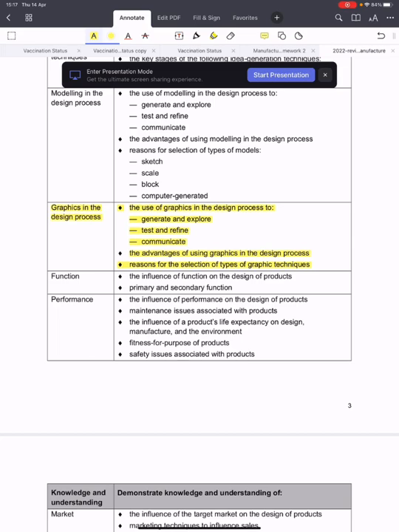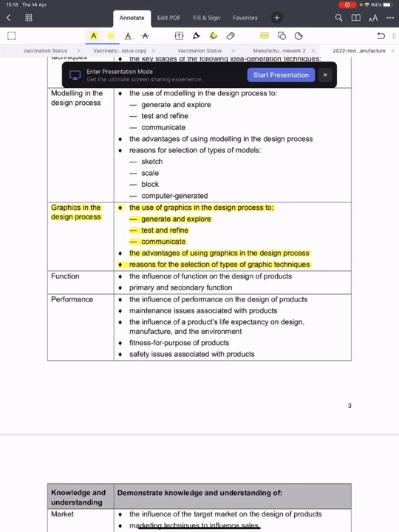So graphics can be used to obviously generate ideas. They can be represented using graphics, different types of graphics. Graphics can be used to explore an idea and develop it. Graphics can be used to refine a particular idea to the point where you could go and make it. Graphics are obviously an easy, or an effective, way of communicating your design ideas.